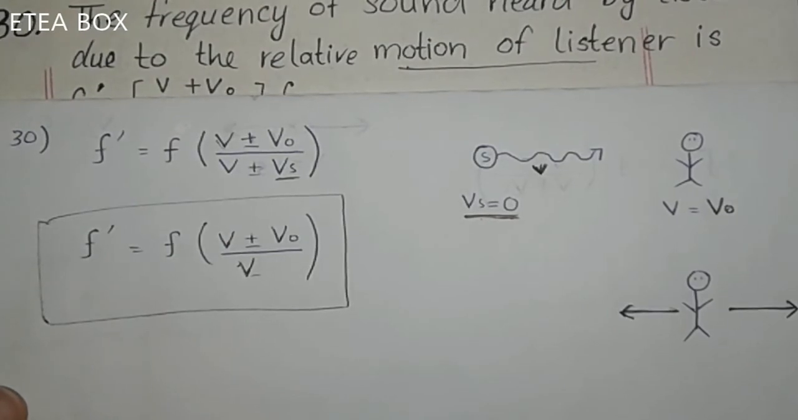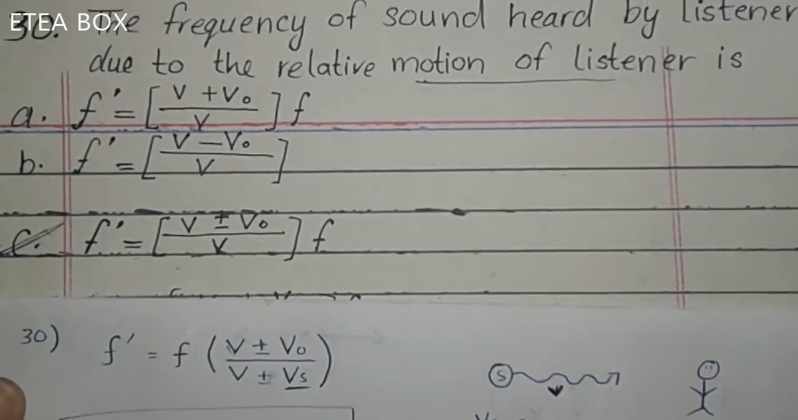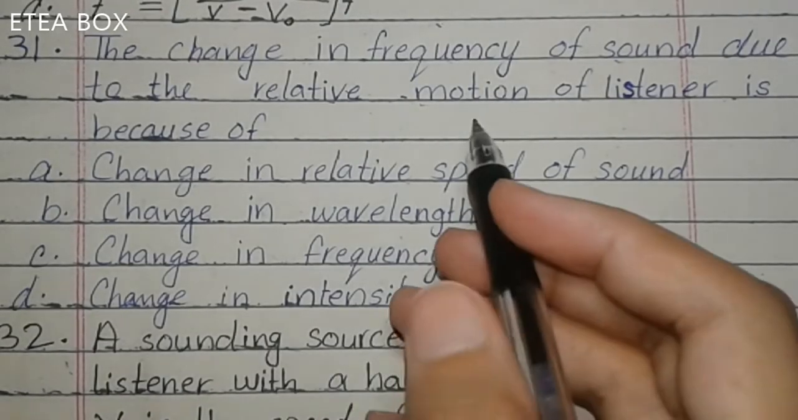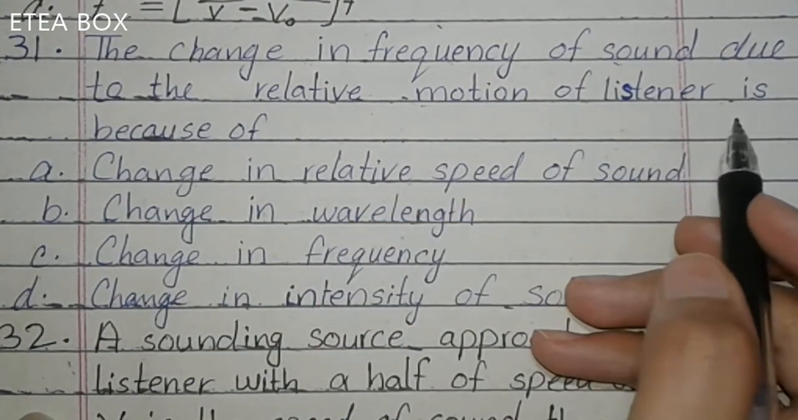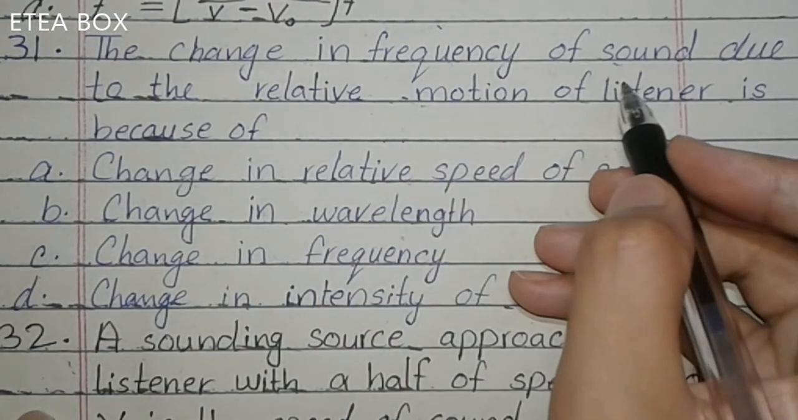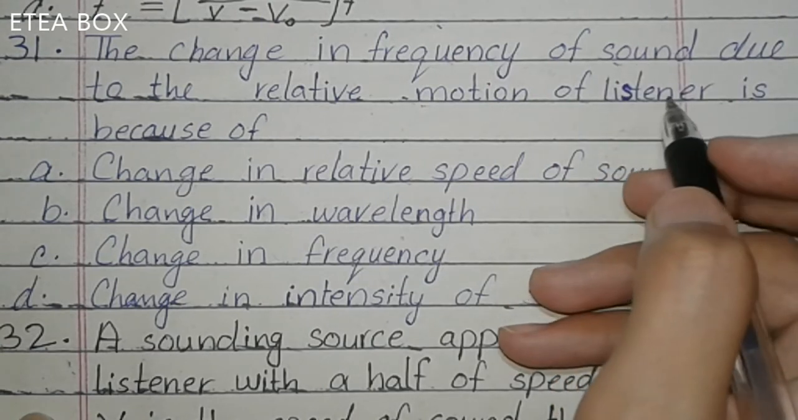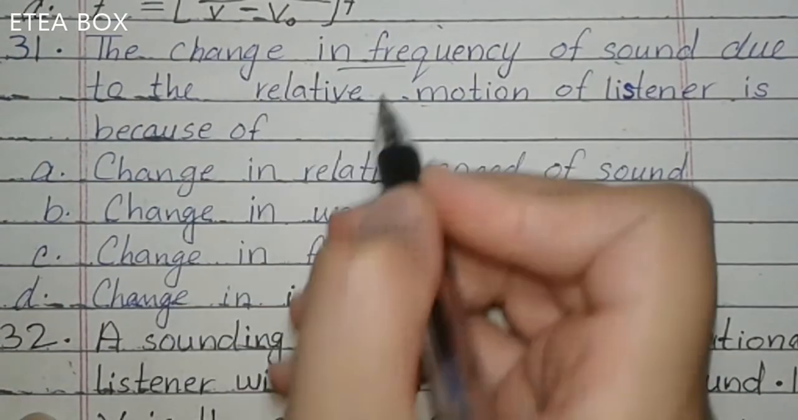Now look at the options. Option C is correct in that case. Now look at question 31: the change in frequency of sound due to the relative motion of the listener is because of what? Here the sound source is stationary and the listener is moving. Now what will be the effect? What will be the reason for the change in frequency?